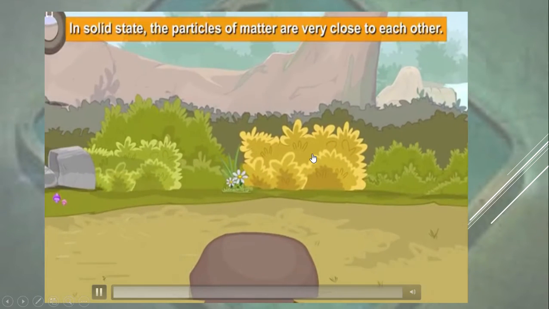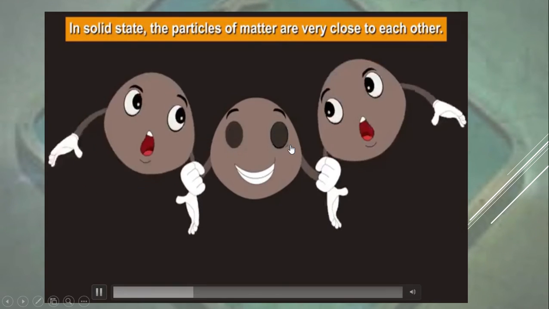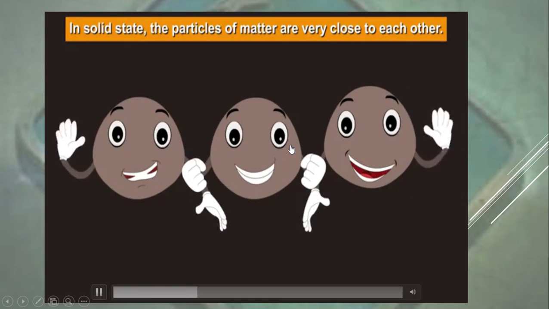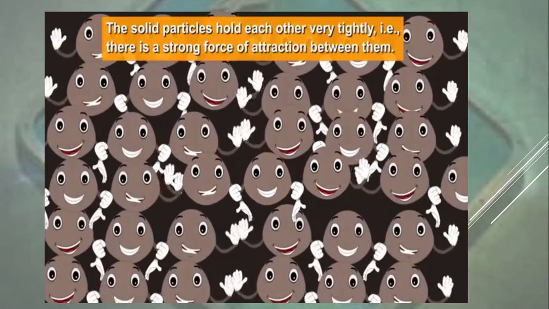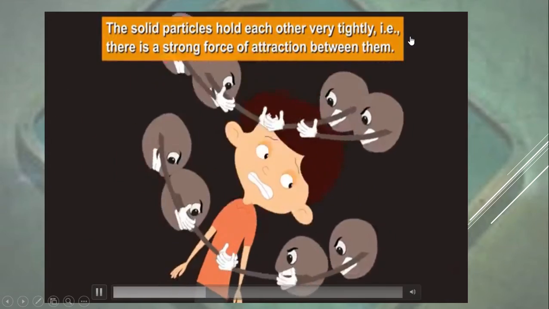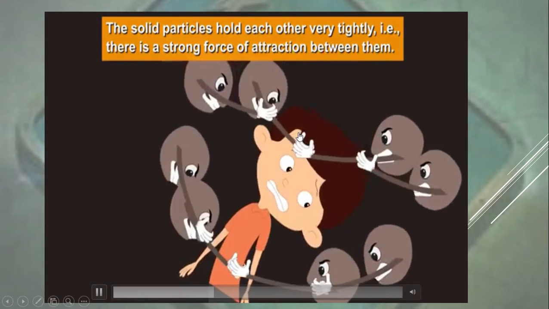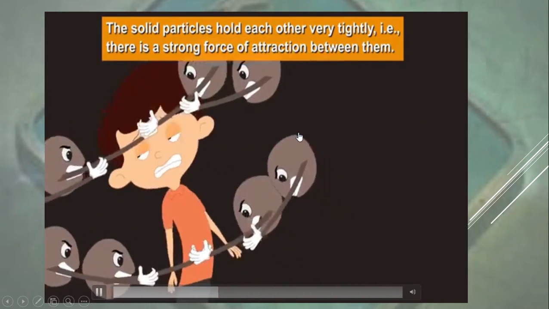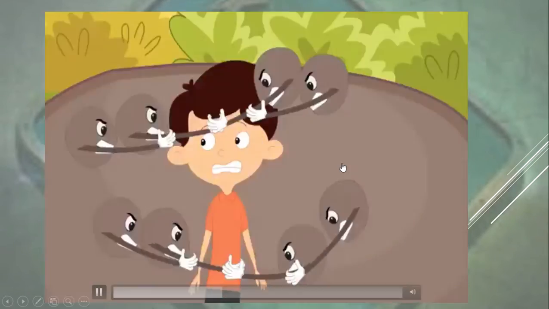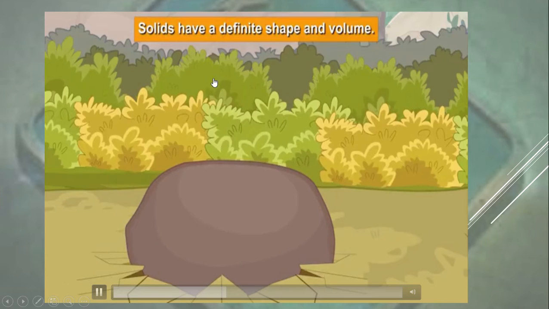In solid state, the particles of matter are very close to each other. So, the particles hold each other very tightly. That is, there is a strong force of attraction between them. As a result, solids have a definite shape and volume.